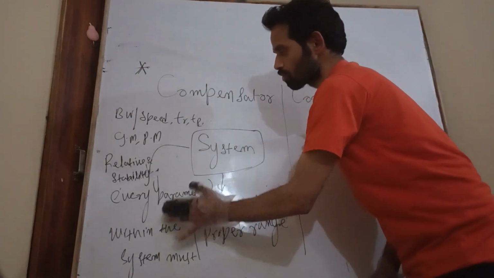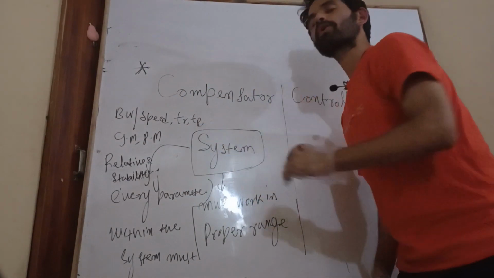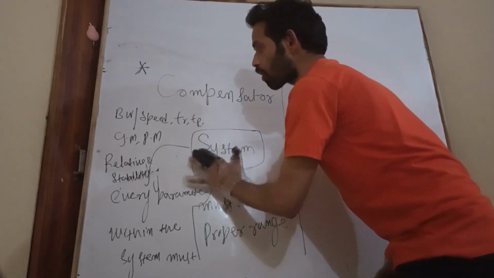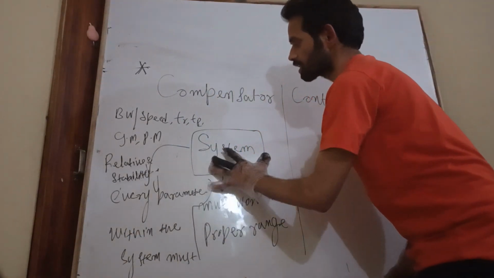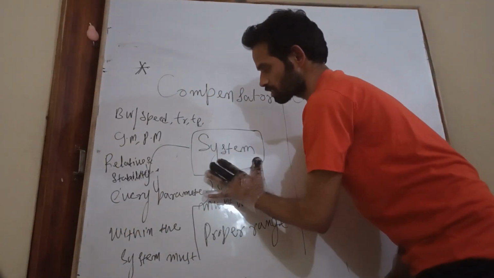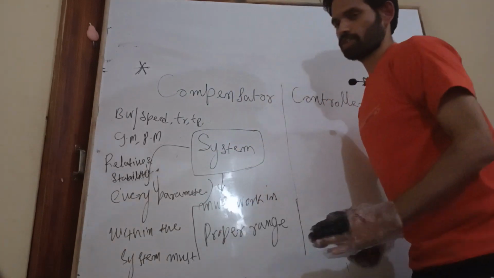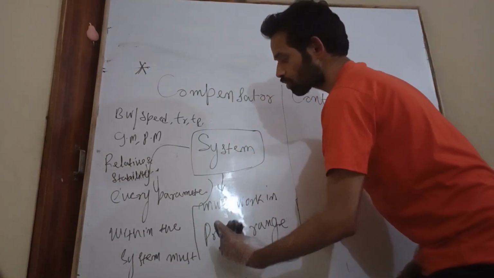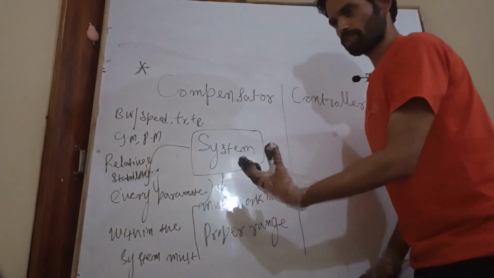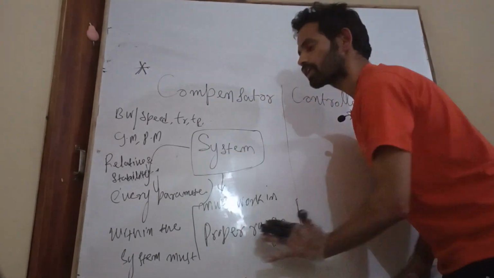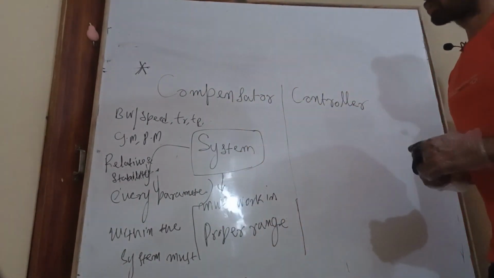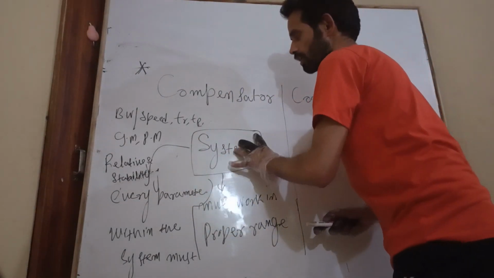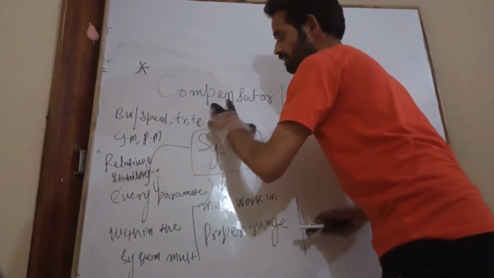For that we need a compensator. A compensator is required to make all the parameters within the system work in the proper range, to compensate them, so that this system will work properly. So the compensator is connected to the system.